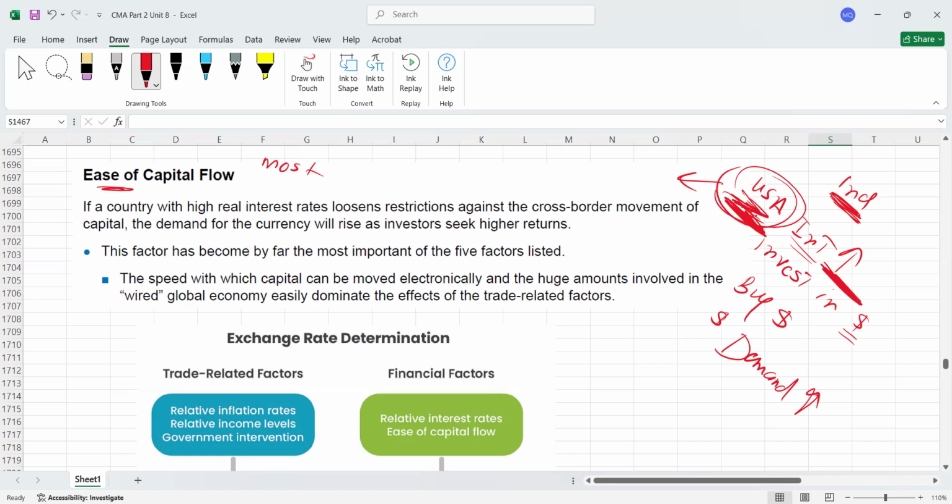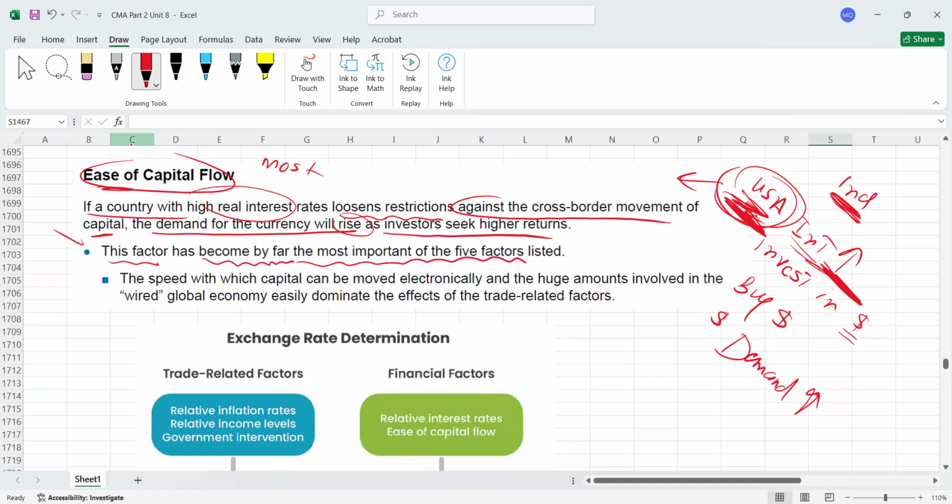Okay, understood? So this is what they're saying: if a country with high interest rates loosens restrictions. Okay, interest rates are high and there are no restrictions against the cross border movement of capital. If there is no restriction by the US government, the demand for the currency will rise, dollar demand will rise as investors seek high return. And look at this point, this factor, the ease of capital flow, like if there are no restrictions, has become by far the most important of the five factors listed.